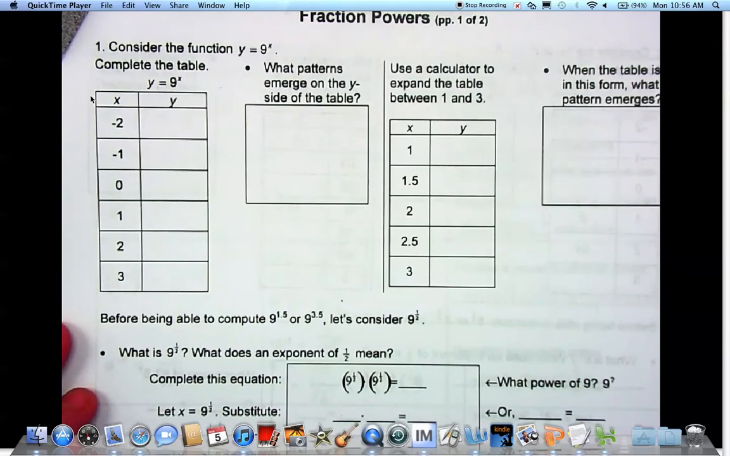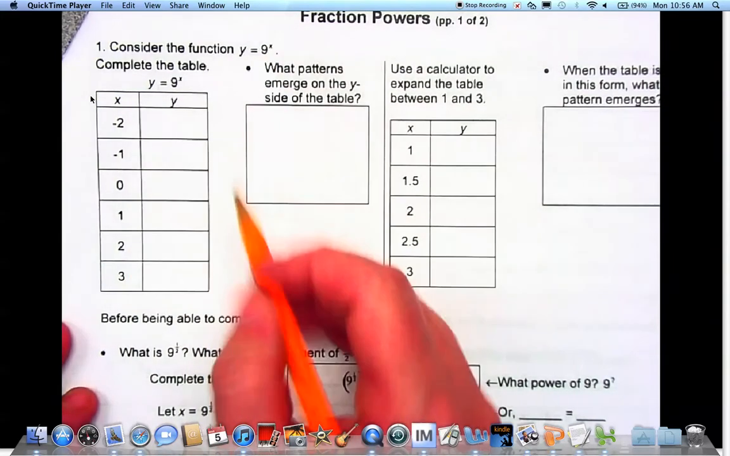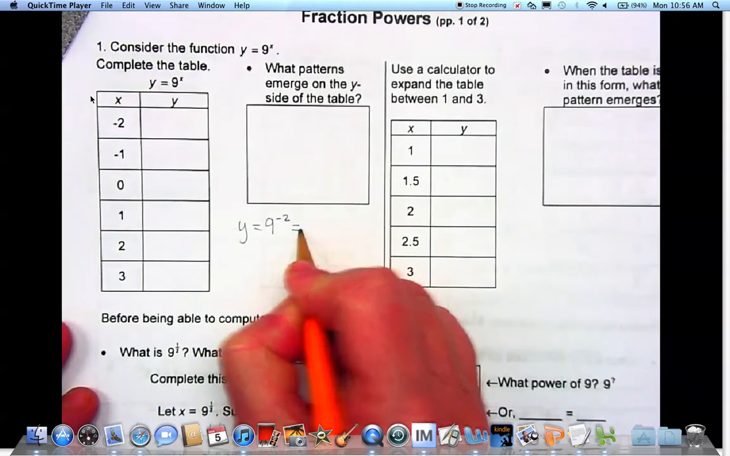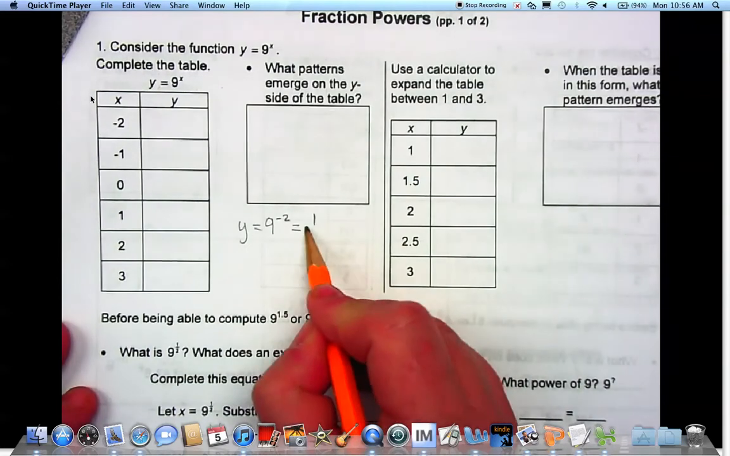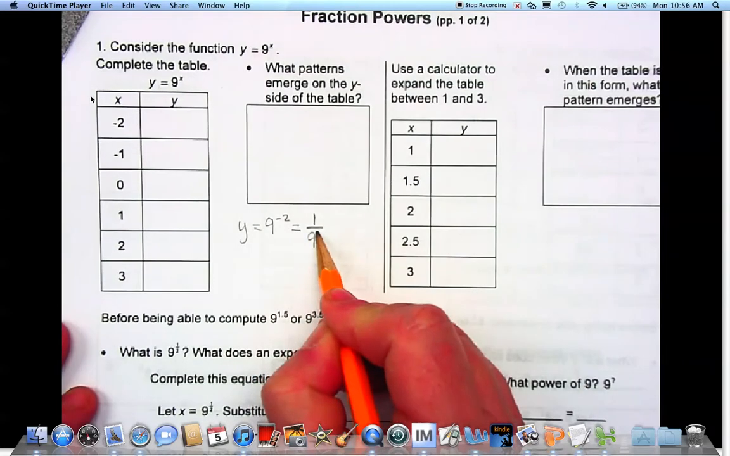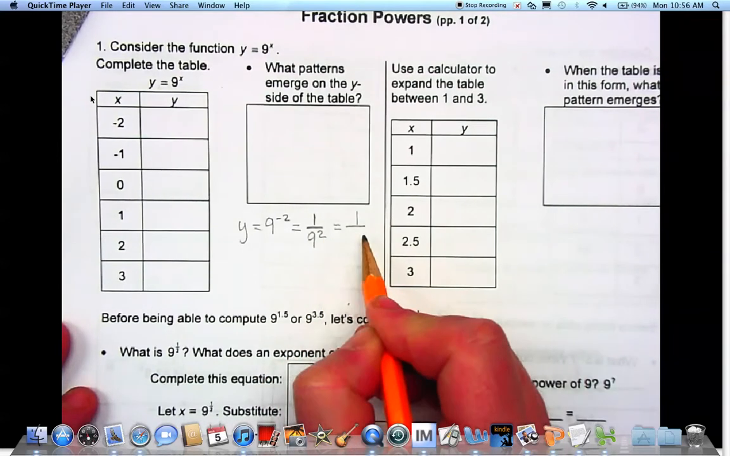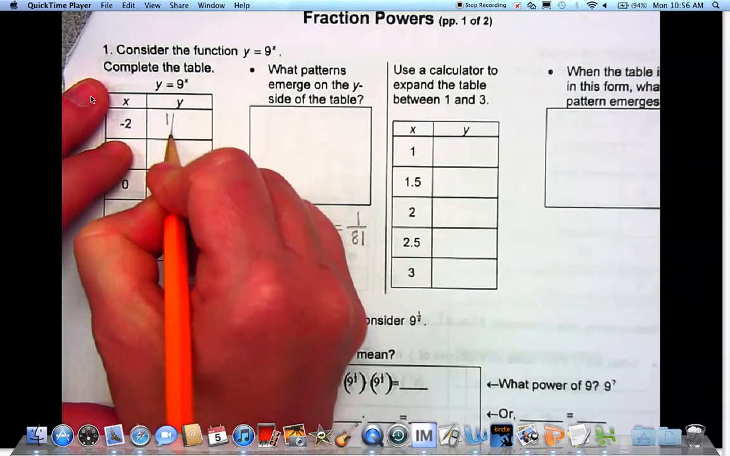It says consider the function y equals 9 to the x and complete the table. So what we're going to do is plug in -2 for x. So we're going to have y equals 9 to the negative 2. How do you rewrite that? 1 over 9 to the positive 2. Yes. And then that equals 1 over what? 1 over 81. Okay. So that's what we're going to put in here, 1 over 81.